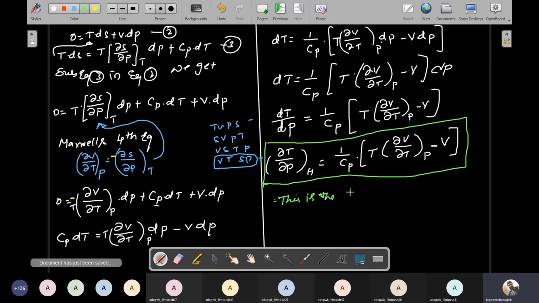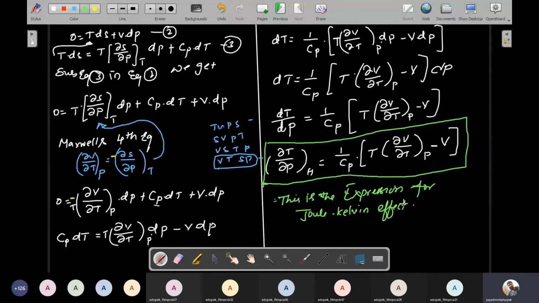This is the expression for Joule Kelvin effect. Okay, so this is the expression for Joule Kelvin effect. Understand everybody? Right.